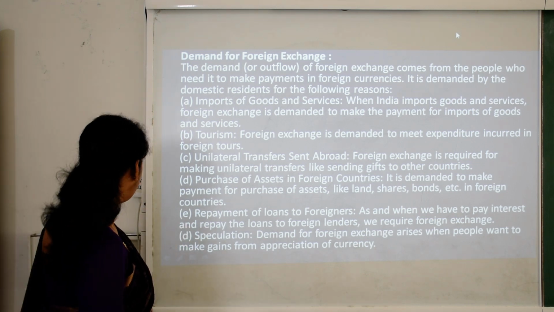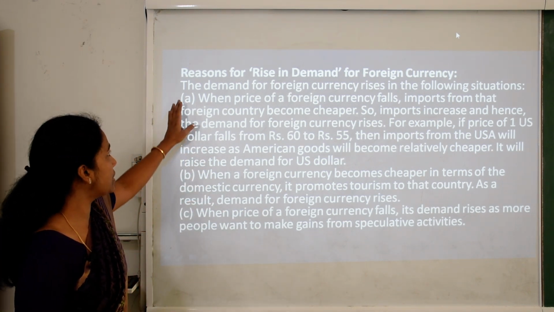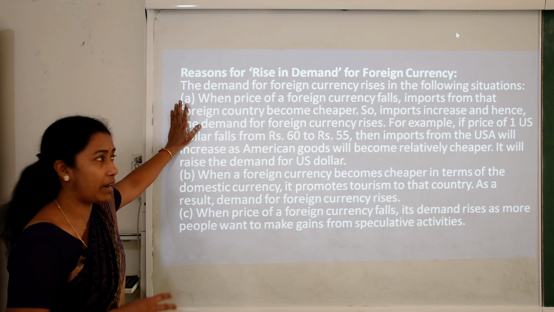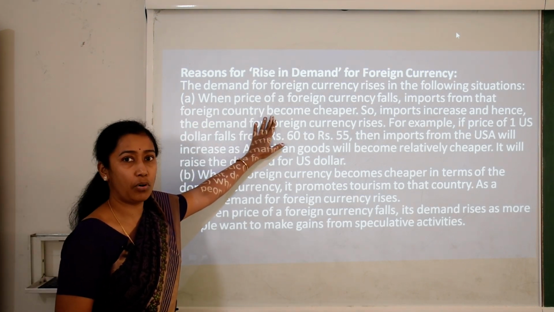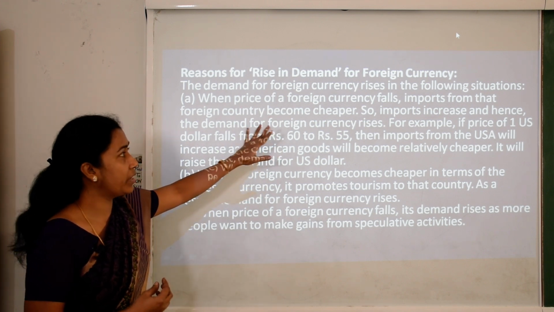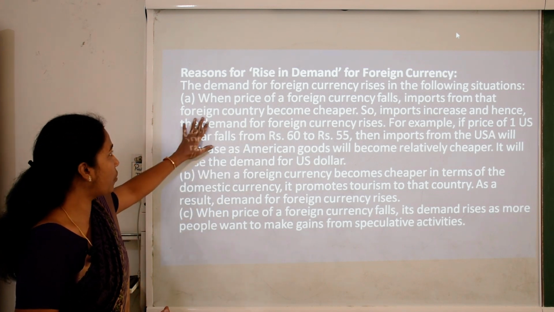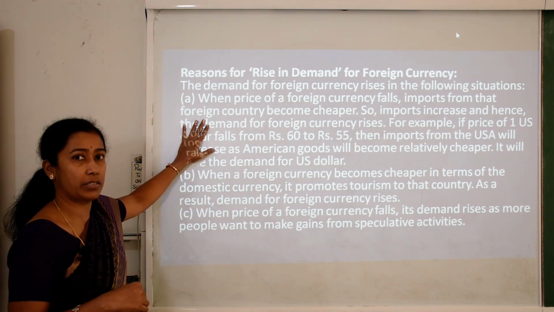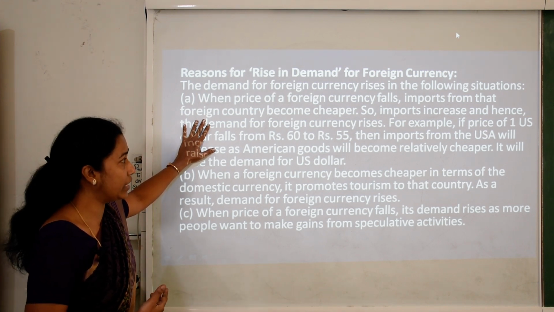and bonds. Now what are the reasons for rise in demand for foreign currency? The demand for foreign currency rises in the following situations. First, when the price of foreign currency falls in comparison to our country's currency, then imports from foreign countries become cheaper for us. So suddenly the demand for foreign currency will increase.